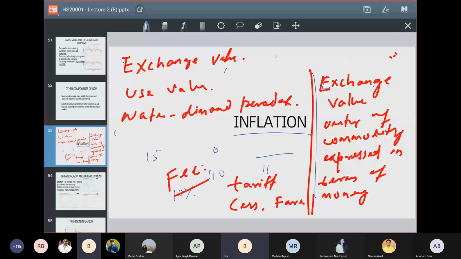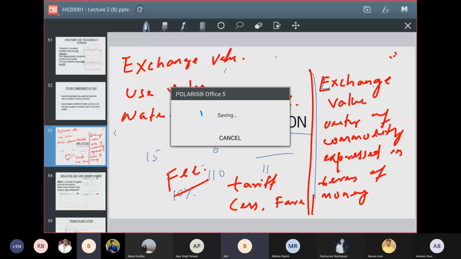The use value of any commodity depends on the person using it. So it varies from person to person. Also, it varies from place to place, and it varies from time to time as well. The use value varies so much, but the exchange value doesn't vary to that extent.